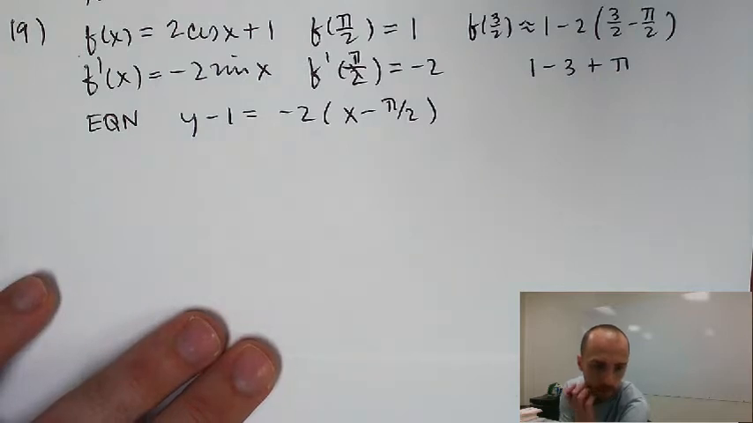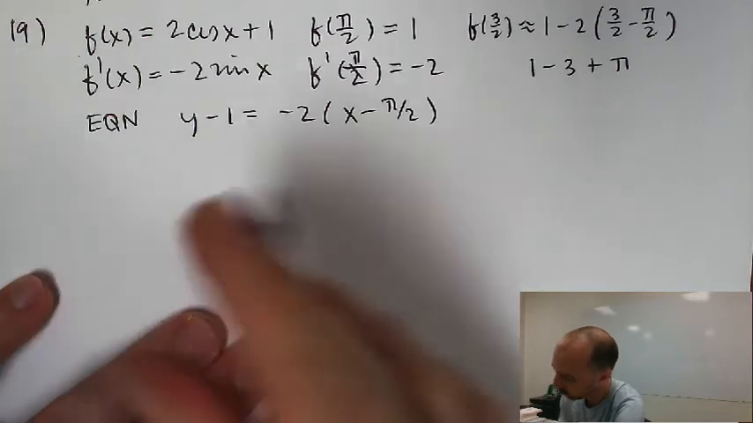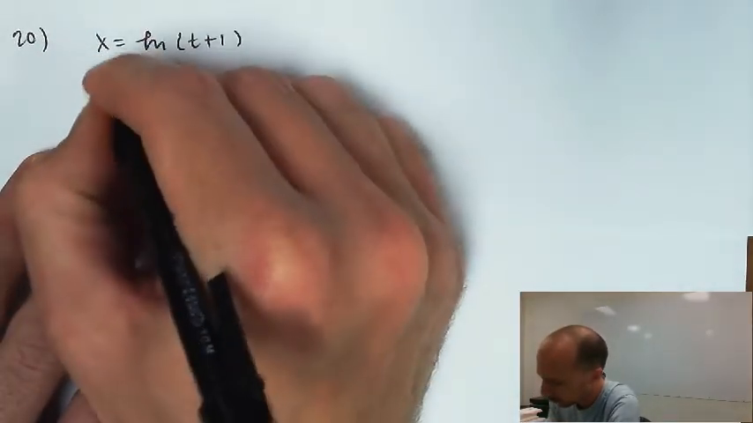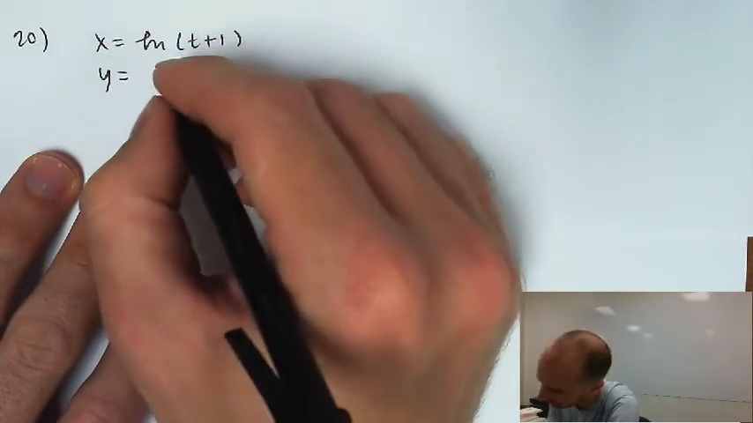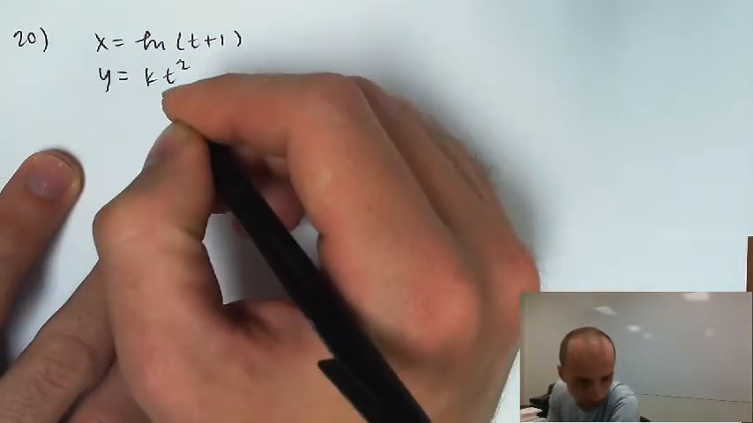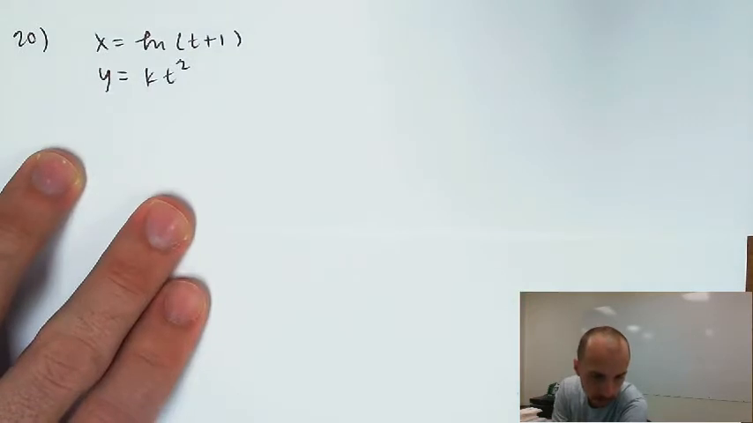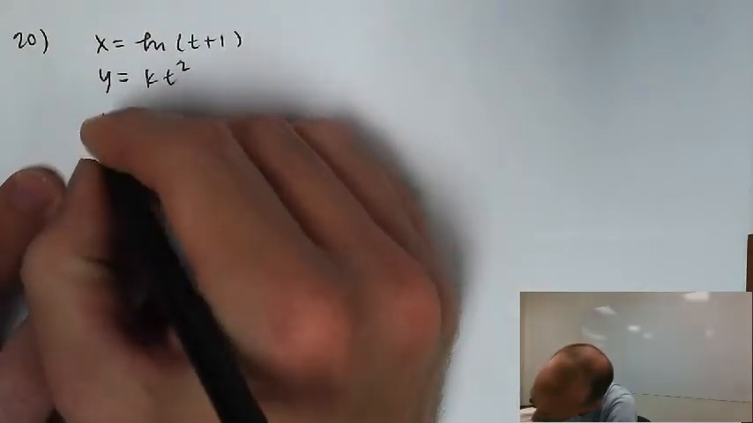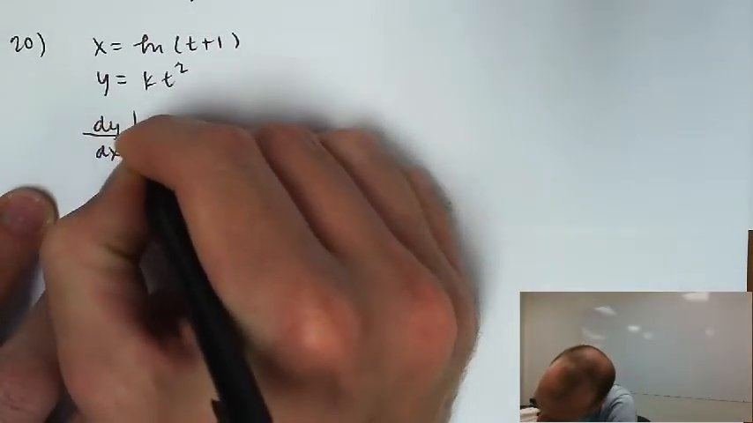All right, next, a particle moves in the xy plane with position x equals log of t plus 1, and y is equal to kt squared. K is a positive constant. The line tangent to the particle's path where t equals 3 has slope 8. Okay, so the slope of the tangent line, that's dy/dx, at t equals 3 is equal to 8.